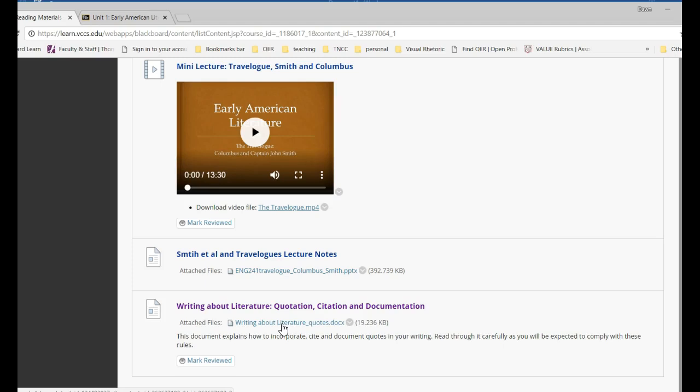So that's a general overview of what we're going to be doing in this unit. If you have questions, please post them in the questions and concerns discussion board forum.